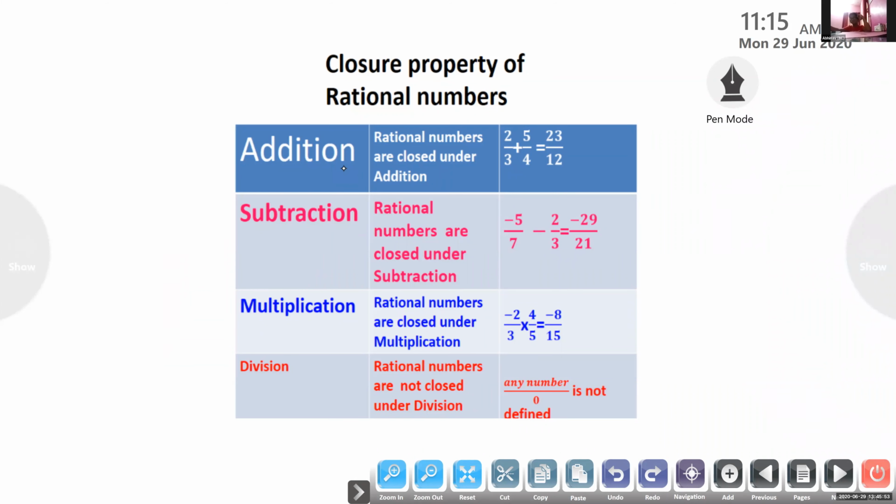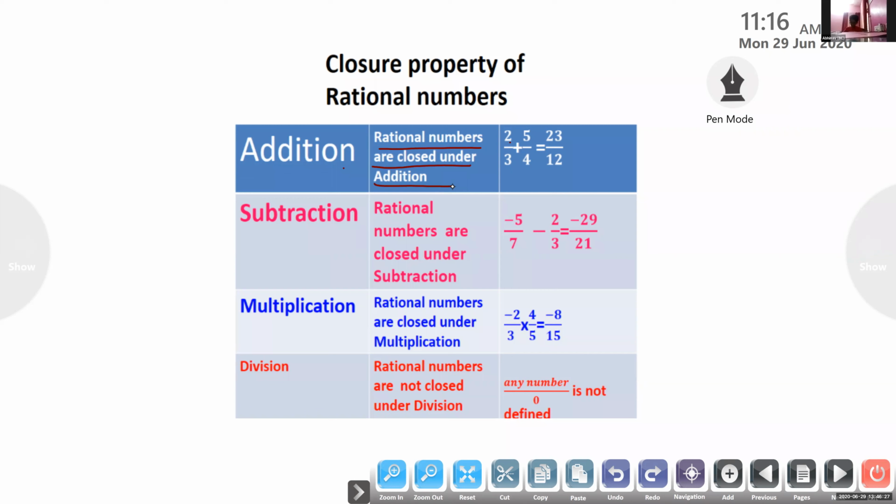See the addition of rational numbers. We took 2 by 3 and 5 by 4, and the answer is 23 by 12. 2 by 3 is a rational number, 5 by 4 is another rational number, and the answer 23 by 12 is also a rational number. So by adding two rational numbers, we got another rational number. So we can say that rational numbers are closed under addition. Got it, Shivanya? Addition you understood? Yes, ma'am.